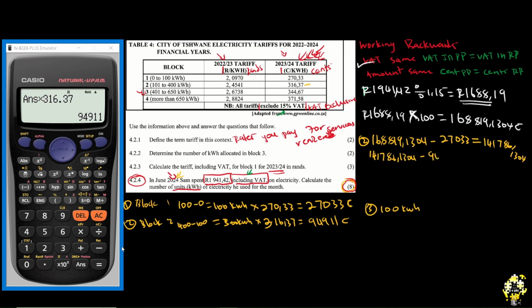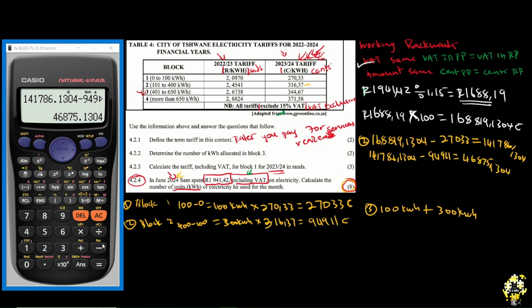141,786.1304, we minus 94,911. What do we get? So we have 141,786.1304. When we minus 94,911, we actually get 46,875.1304. Now we have bought, what was this for step 2? It was 300 plus 300 kilowatts. See, you have to keep a record of all these steps.